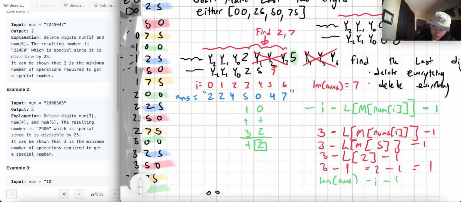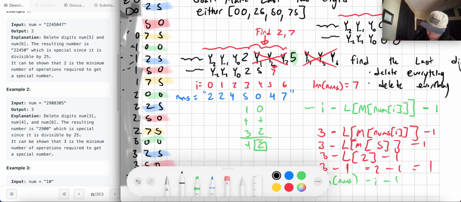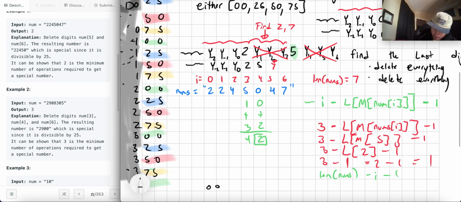Right, so my full equation would then be i minus the last time I saw the match for nums of i.